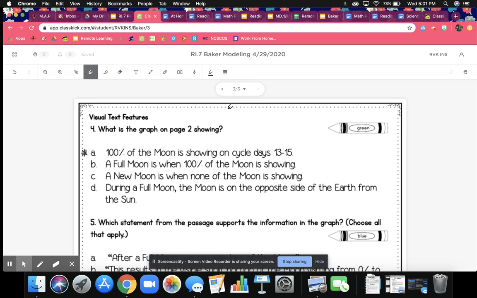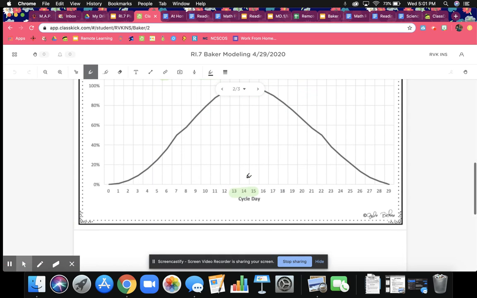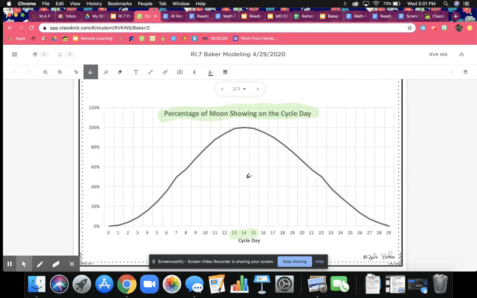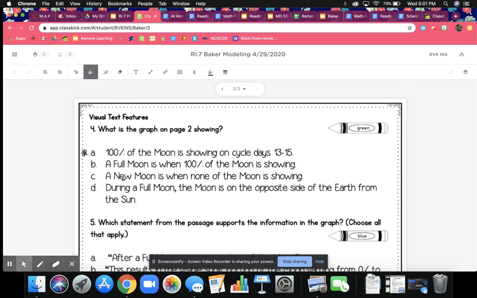A full moon is when 100% of the moon is showing. We do know that from different things, but based on this graph, it doesn't give us any pictures of full moons, and it doesn't show us. It just talks about cycle days, how much percentage of the moon is showing. So that is not the correct answer. While it may be correct, the graph that we're told to look at is not showing that.